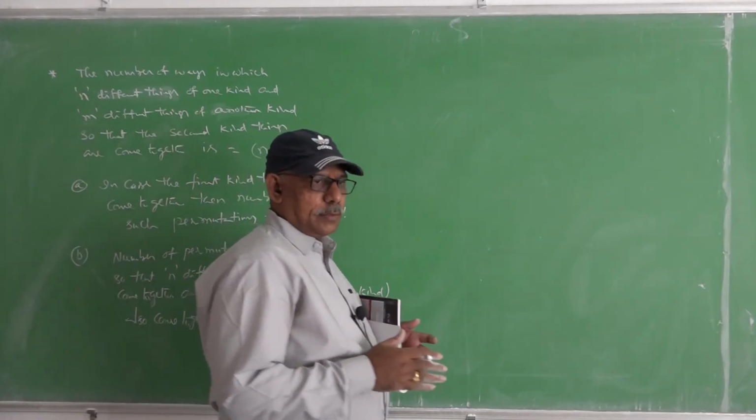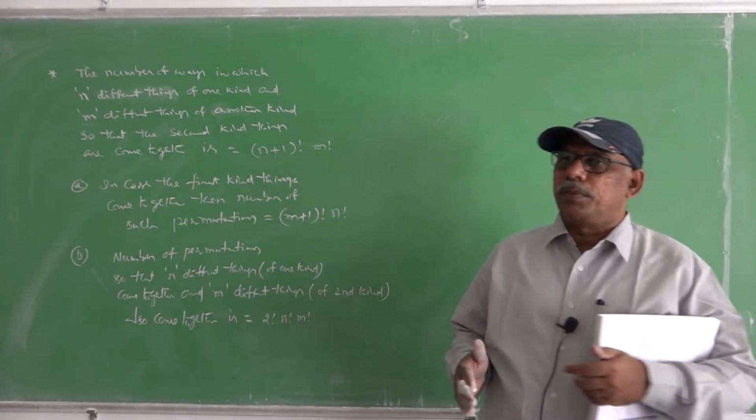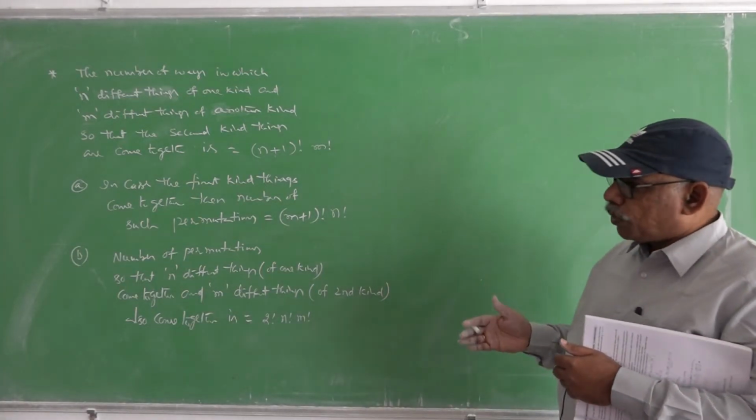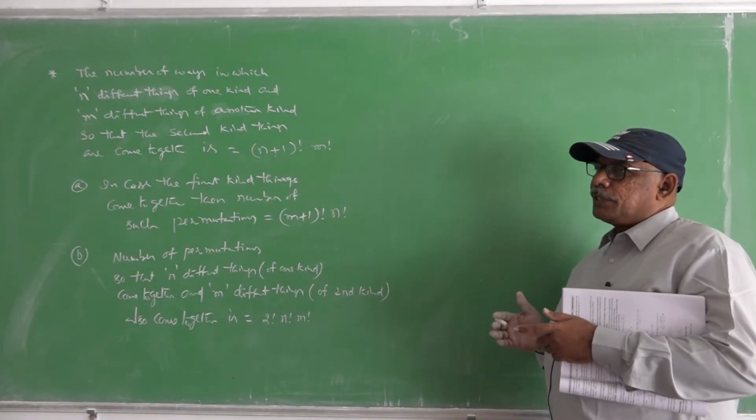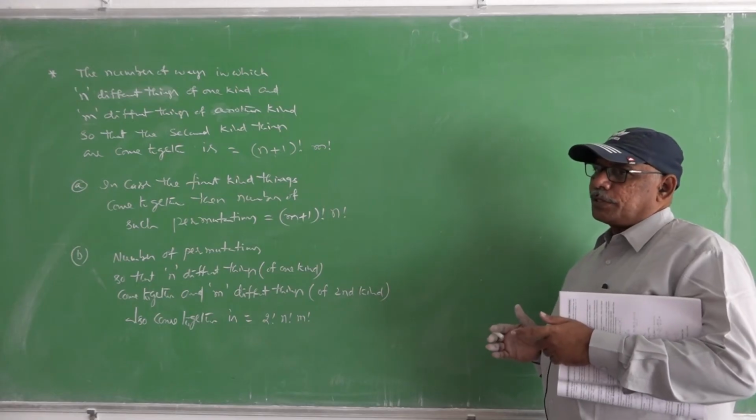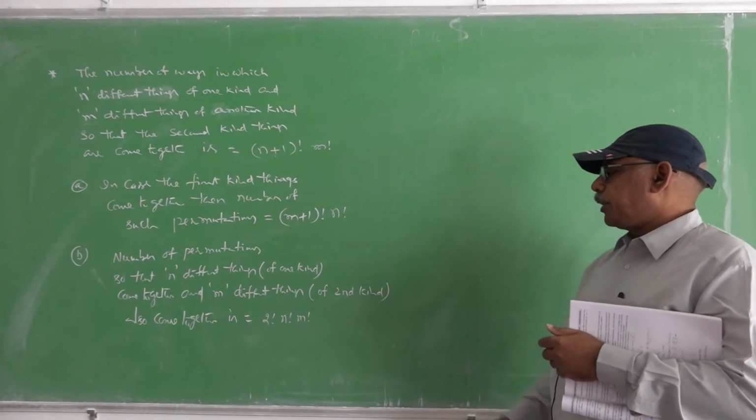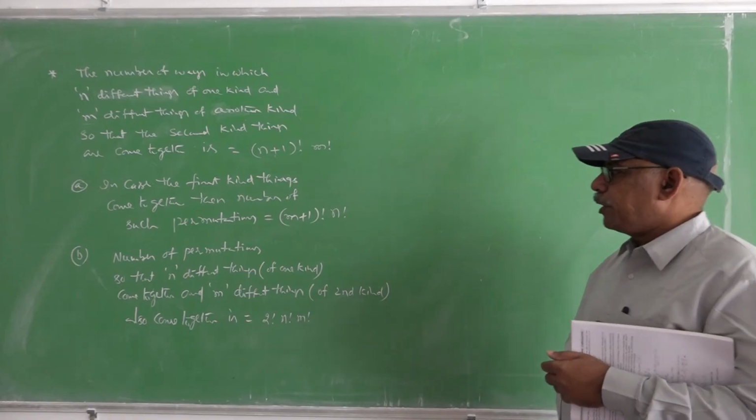So the arrangement of n different things of one kind and m different things of another kind in a row, so that each kind of things come together, is 2 factorial into n factorial into m factorial.